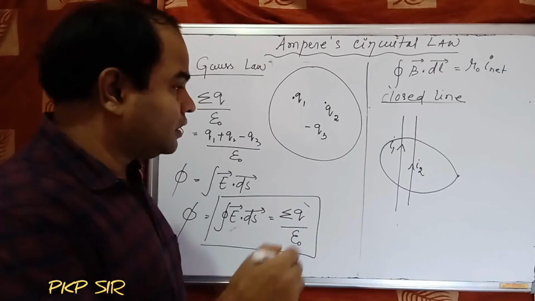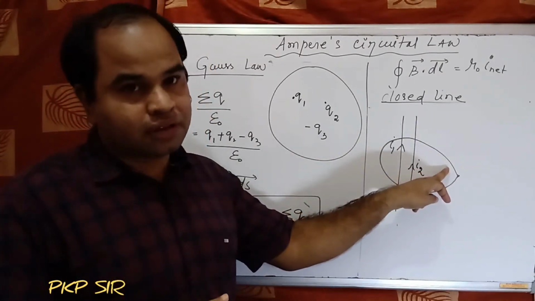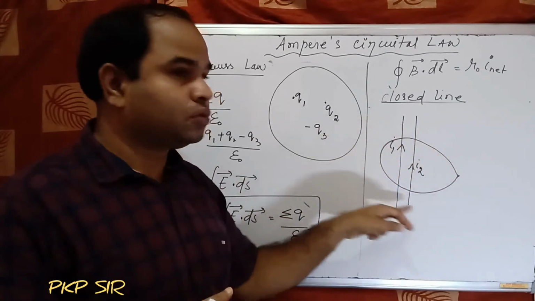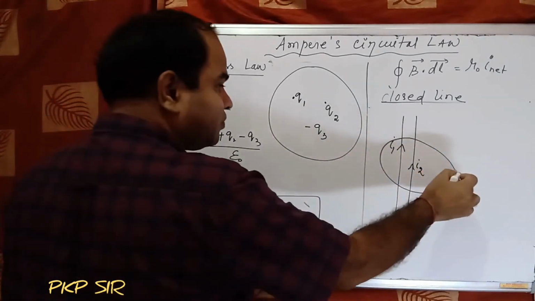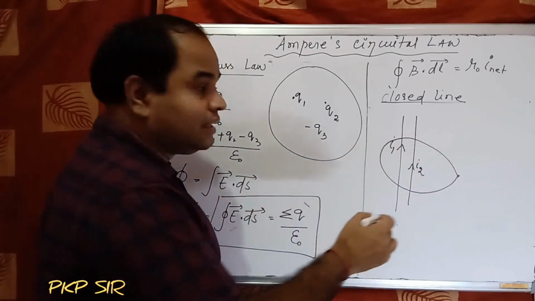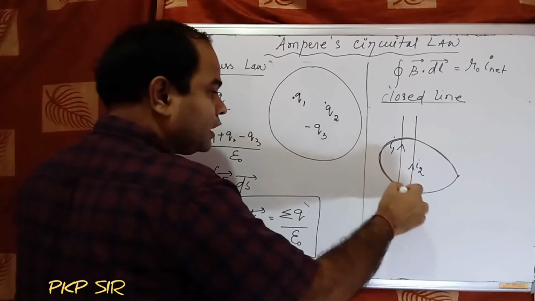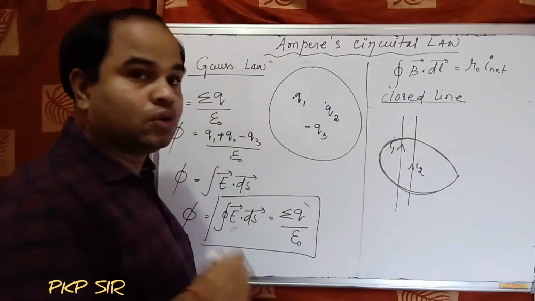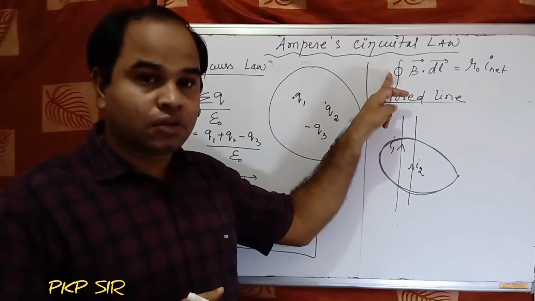At this point, the magnetic field is circular and the closed line is also circular. So we will integrate the magnetic field along the closed path and use Ampere's circuital law.